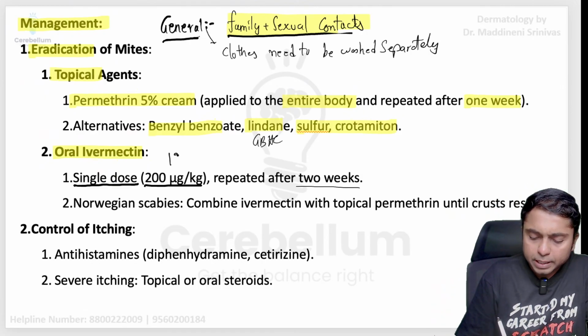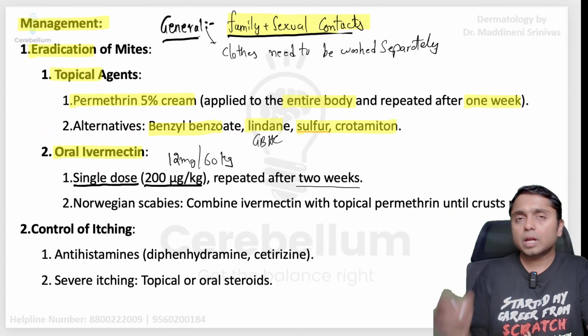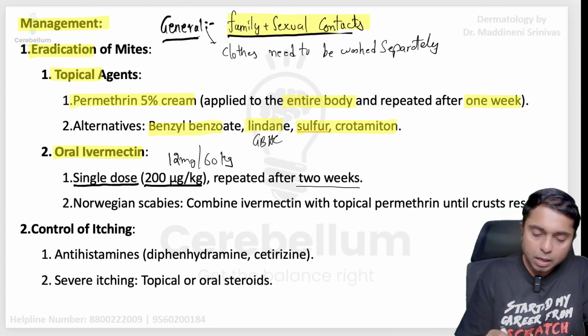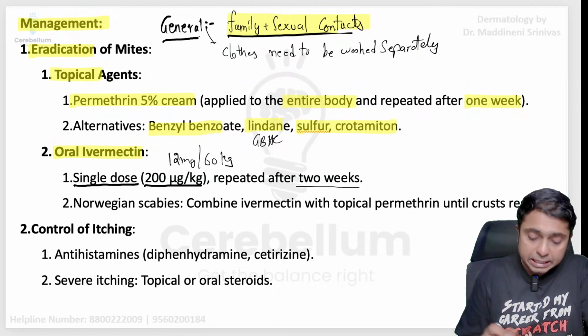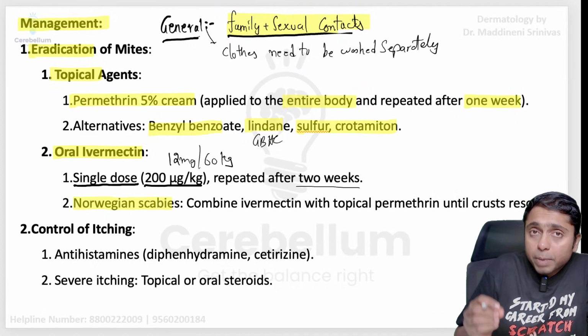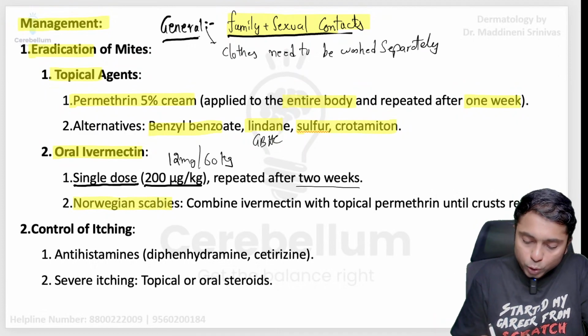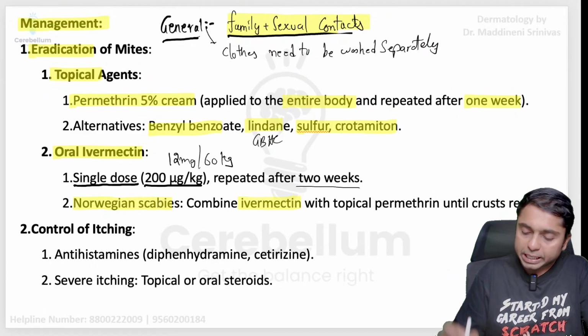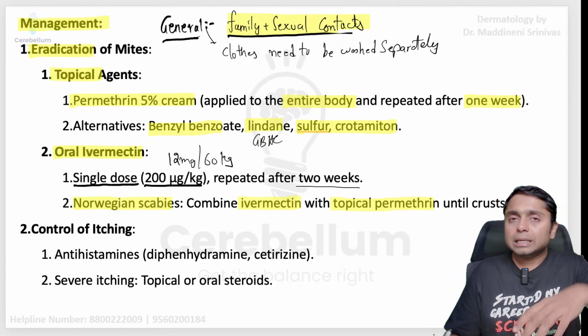It is approximately 12 mg for a 60 kilogram individual, that is 200 micrograms per kilogram. And remember, because Norwegian scabies is a severe variant of scabies, here we are going to use permethrin, along with that we are going to give ivermectin as a combination. Okay, so this is one difference.